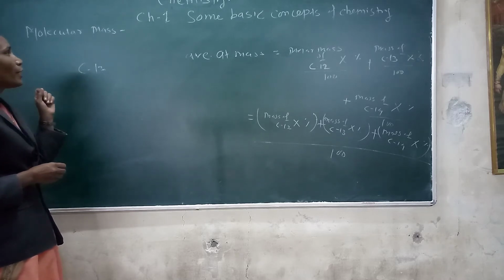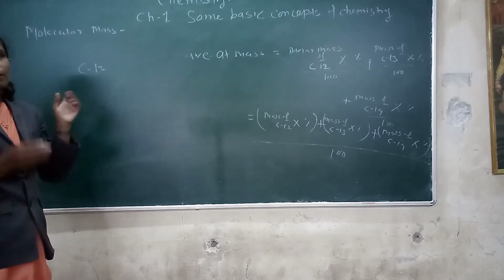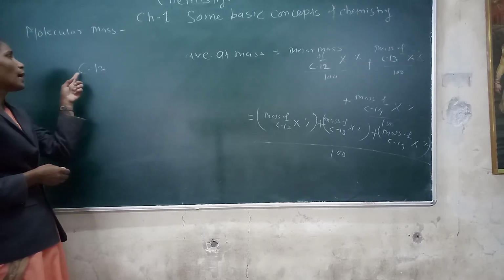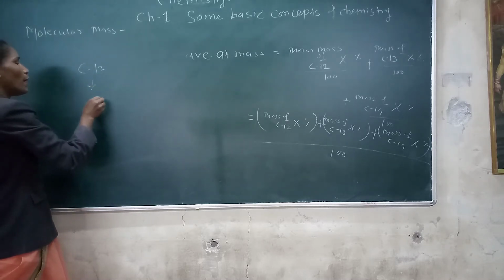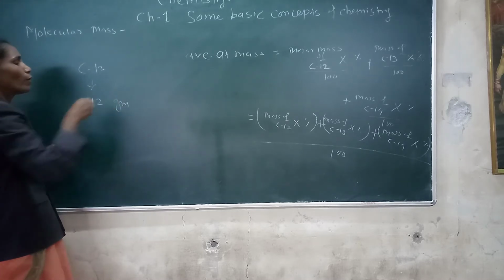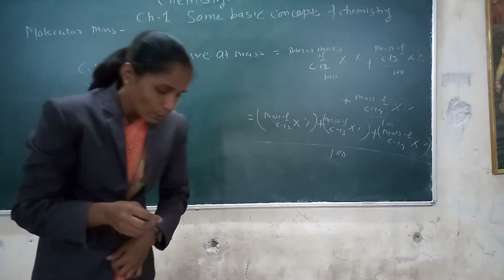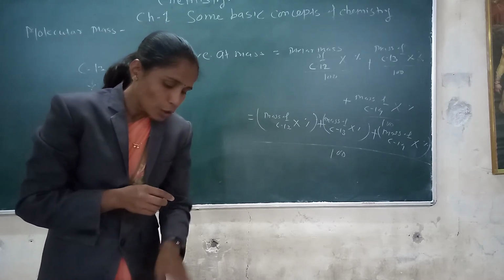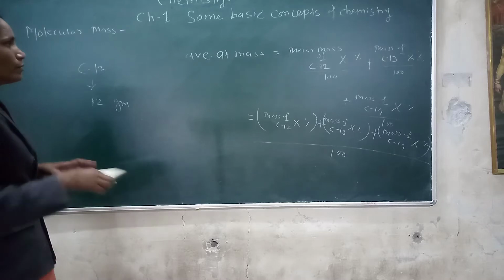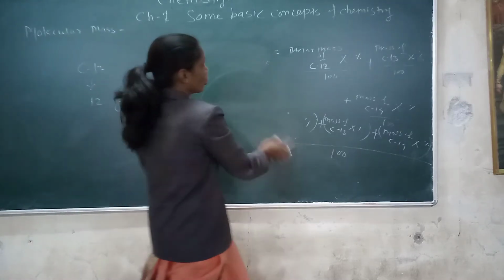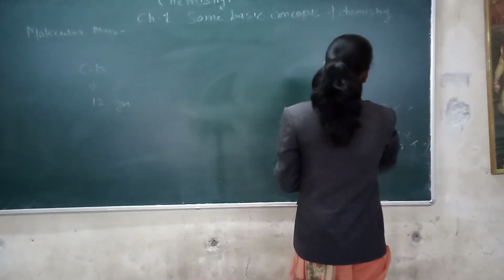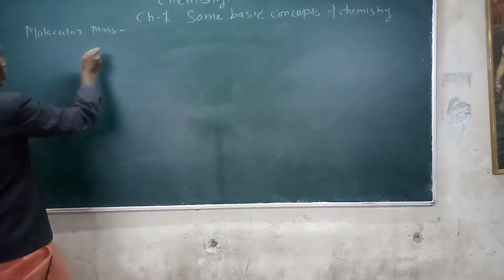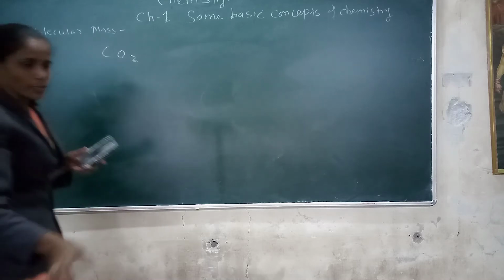Every element has a characteristic molecular mass, and molecular mass is compared with the carbon 12 mass. Carbon 12 has a molar mass of 12 gram. For example, the molecular mass of carbon dioxide. How to calculate the molecular mass of carbon dioxide?